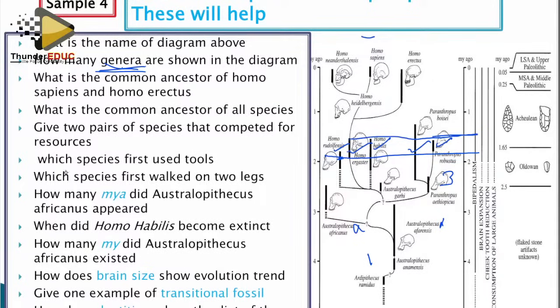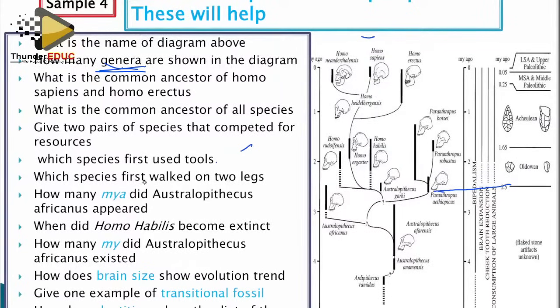Then they're asking which species first used tools. In other words, it is Homo habilis. But based on this, you have to look at whether they gave you a scenario to use or not. Based on this scenario, the tools started here. So maybe it is Paranthropus aethiopicus, the one which first used tools.